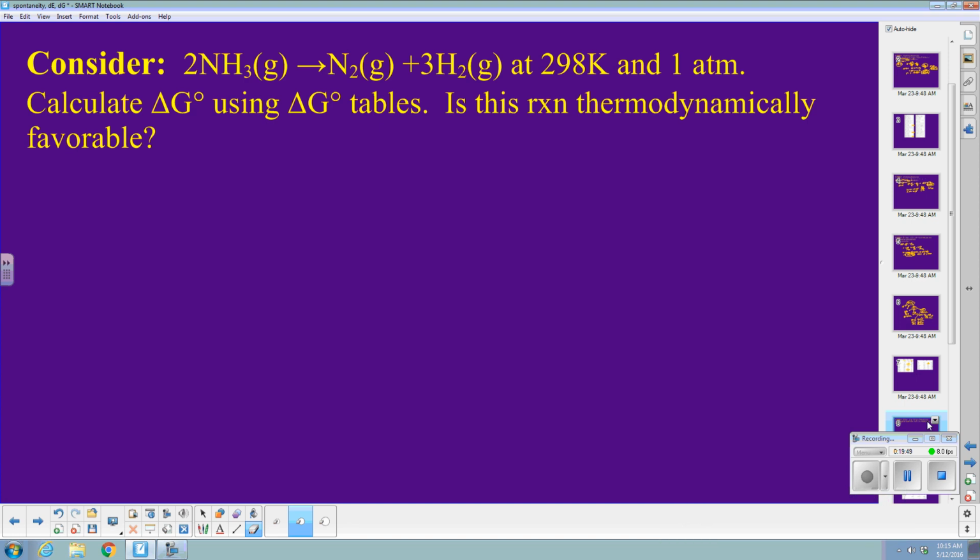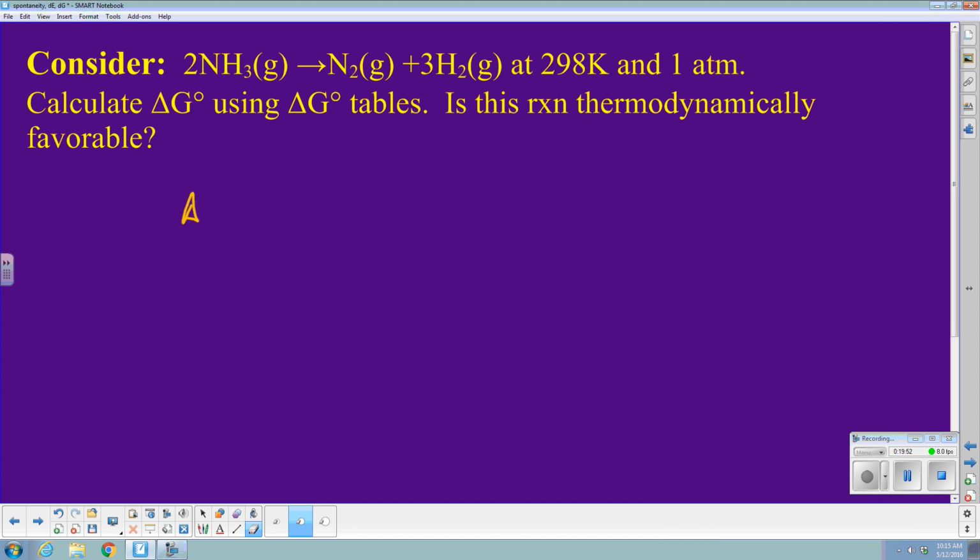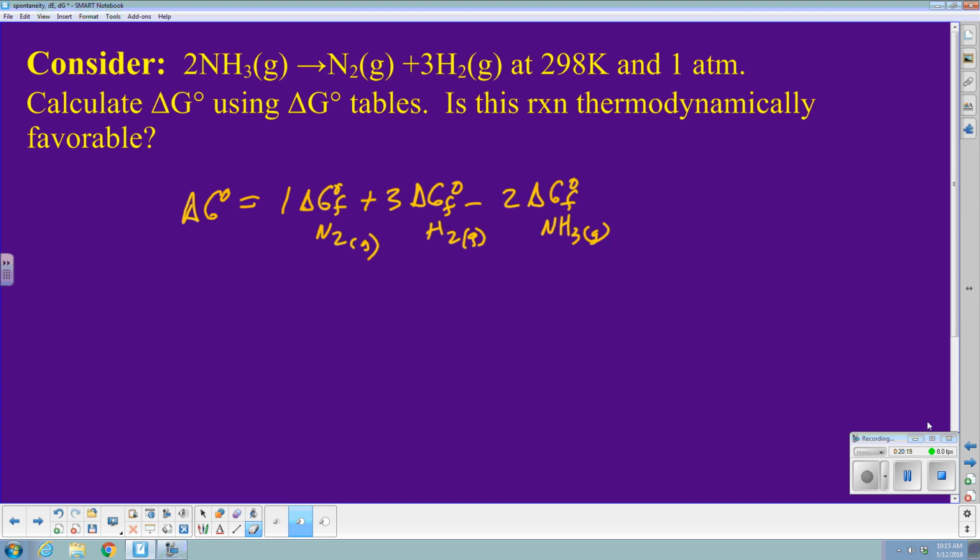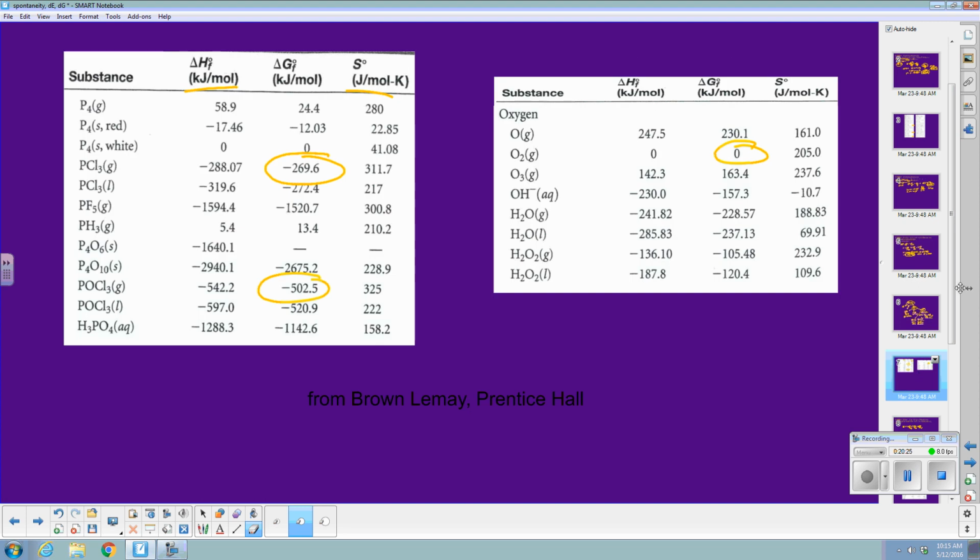All right, here we go. Not difficult at all. Delta G prime is going to be equal to what? 1 times my delta G prime of nitrogen plus 3 times my delta G prime for hydrogen minus 2 times my delta G prime for ammonia, and these are all gases. And so we go and look at our table. Let's look at this table.